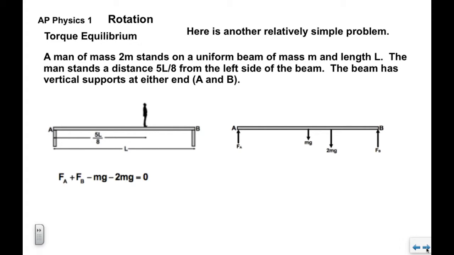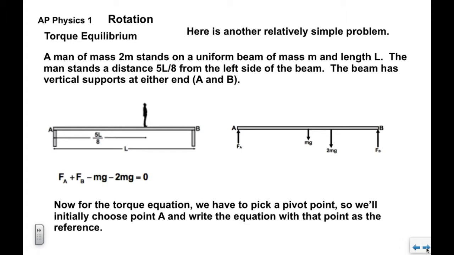Now, the beam is in linear equilibrium. It's not accelerating up or down. So again, we have Fa plus Fb, they're both up, minus mg minus 2mg equals 0. Now we have two unknowns in that equation, so we can't solve it. So we're going to have to write the torque equation.